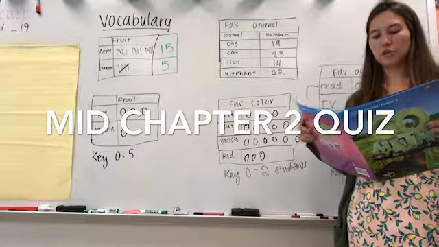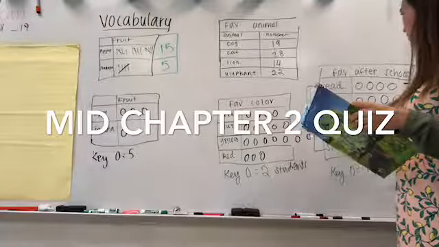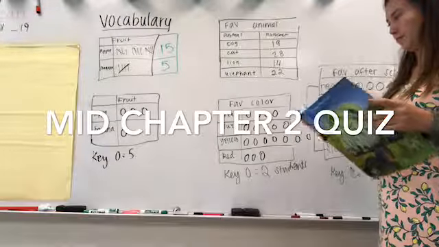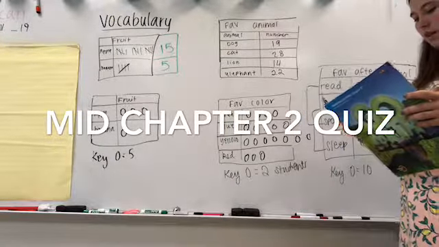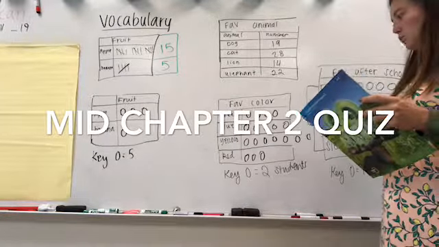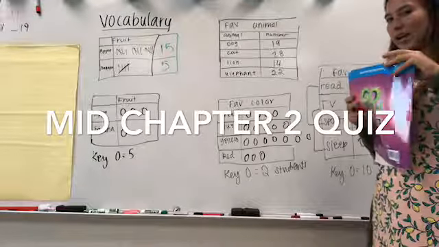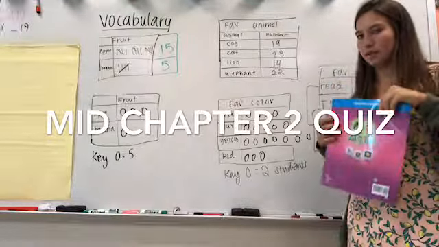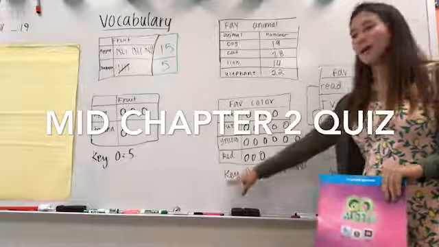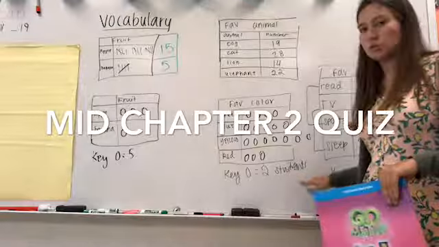The next part is using a different graph. It says our pets. So here I did favorite color. How many students chose blue as their favorite color? Well, when I look at a picture graph, I always need to be careful to look at my key. My key down here says 0 equals 2 students.